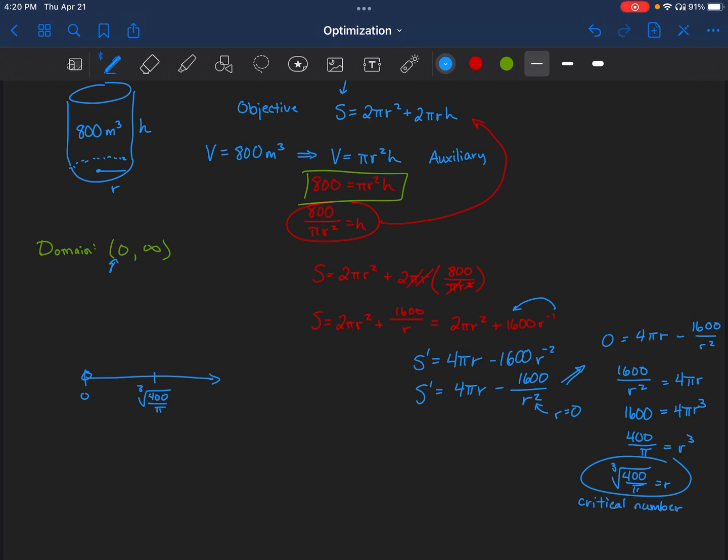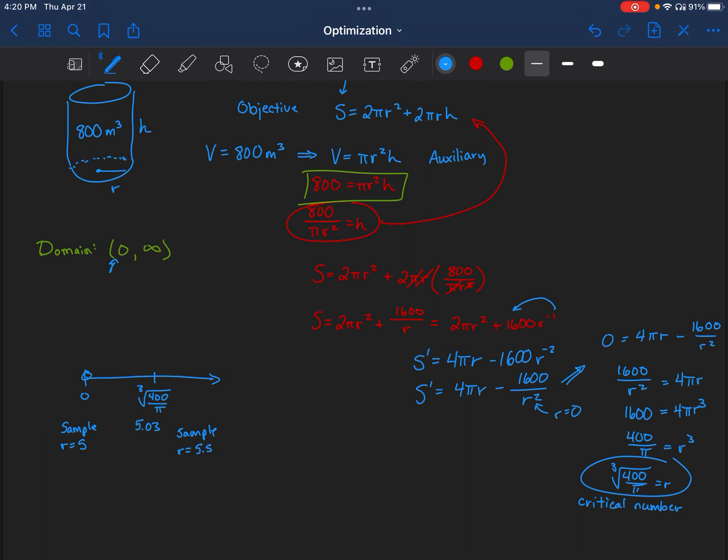Now, I'm going to type that into the calculator and figure out what the cube root of 400 over pi is. 400 divided by pi, and then cube root it. We get approximately 5.03 and some change. So a good number to test would probably be 5. And let's just do 5.5.